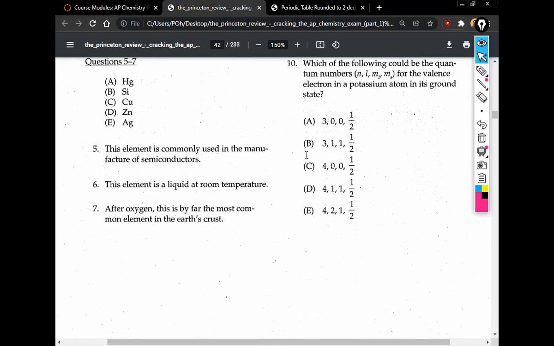All right, let's look at 5 through 7. A little bit more of the same types of questions. I'll give you guys maybe a minute and a half to do these ones as well, and then we'll go over them in just a sec together.